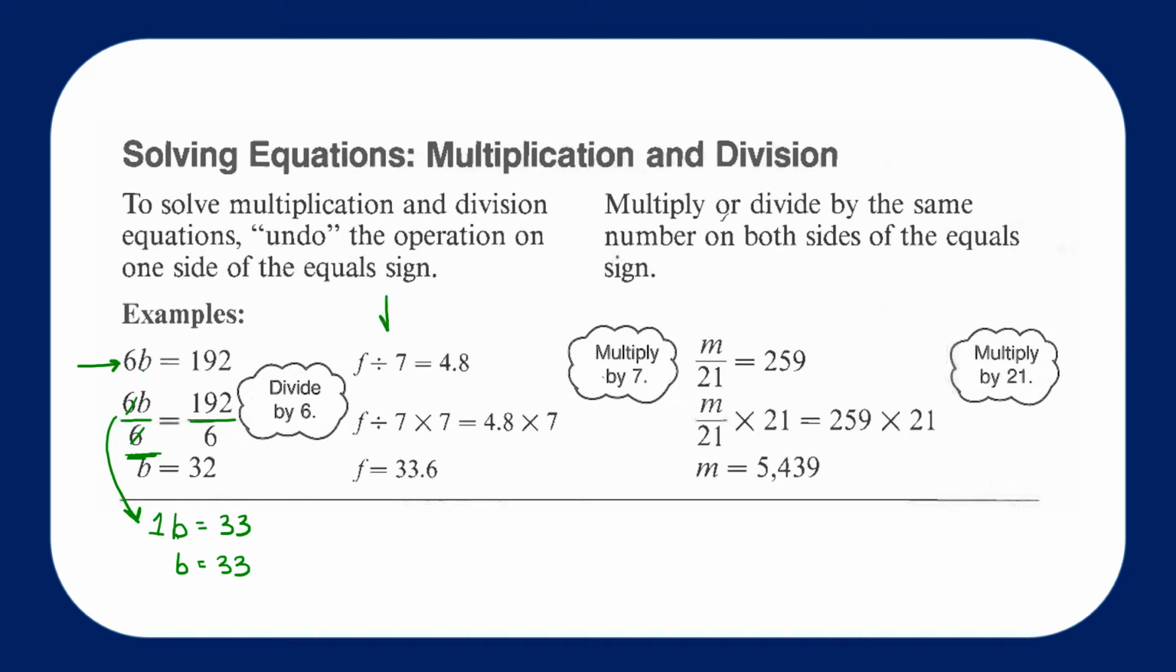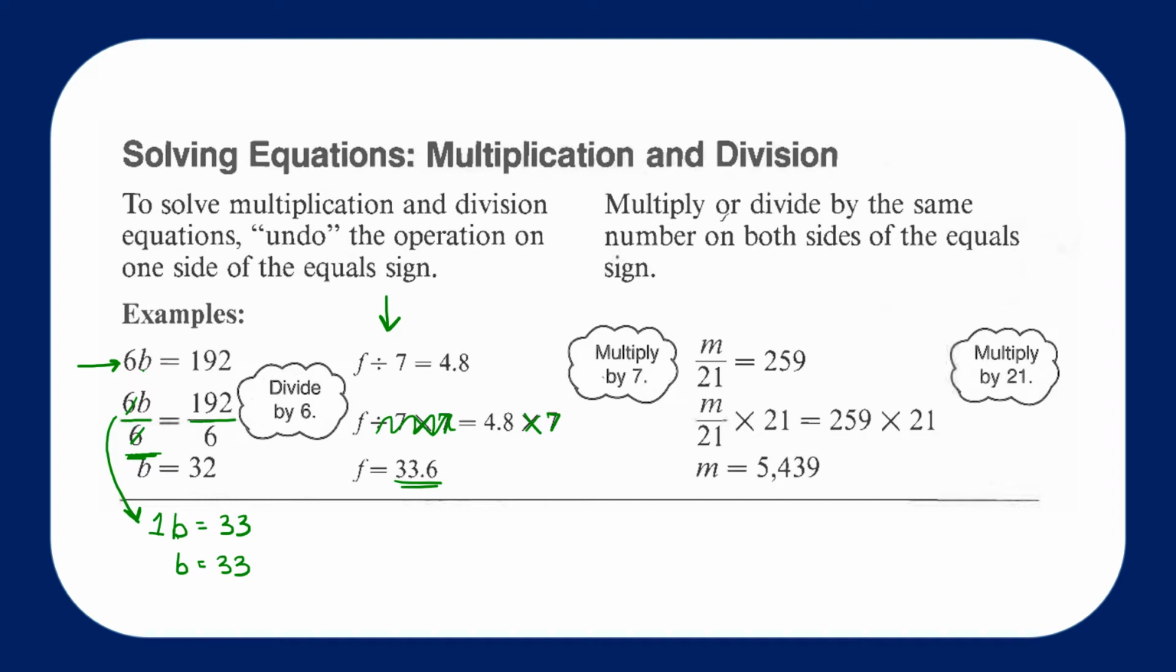All right, next example. F divided by 7 equals 4.8. We're going to multiply both sides by 7. Divide by 7, multiply by 7, cancels each other out. F equals 4.8 times 7, which equals 33 6/10.